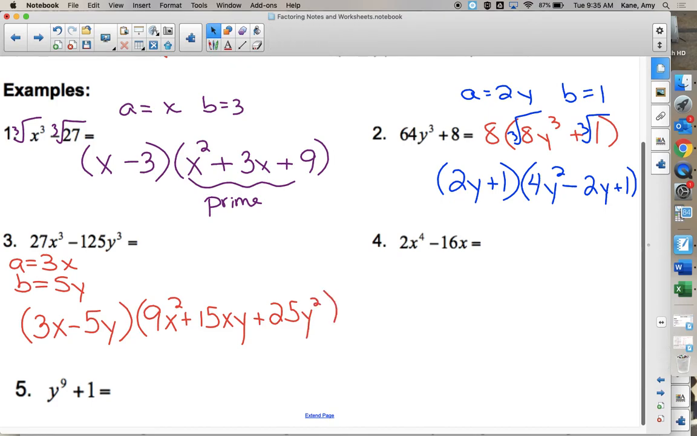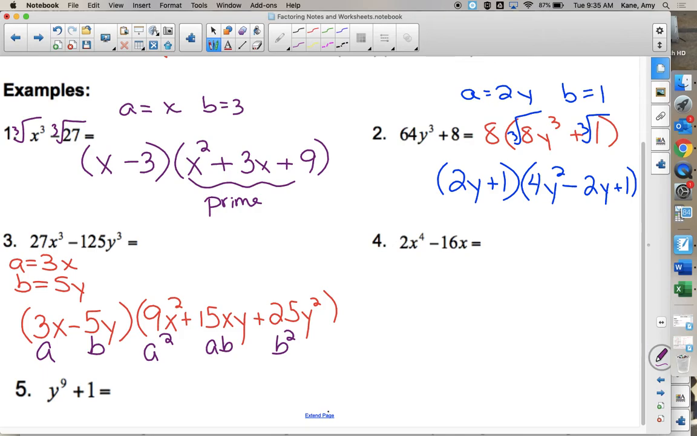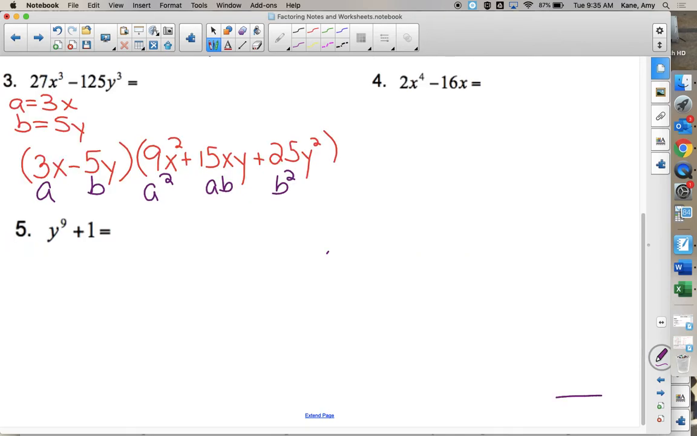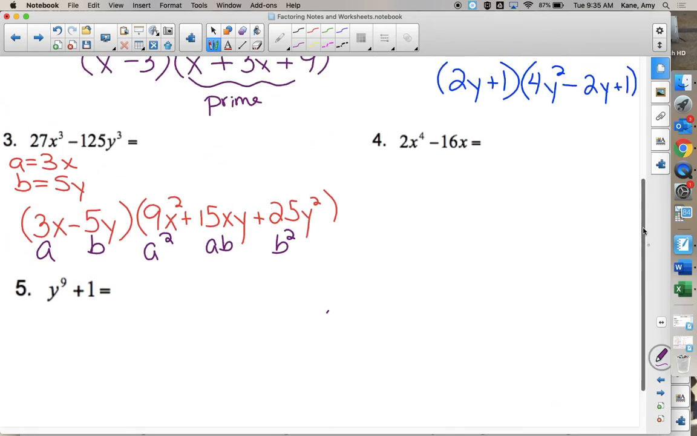So again, here's A, B, A squared, AB, B squared. Your same sign, opposite sign, always a plus. So that's why it's a minus first, because that was the same. Questions?